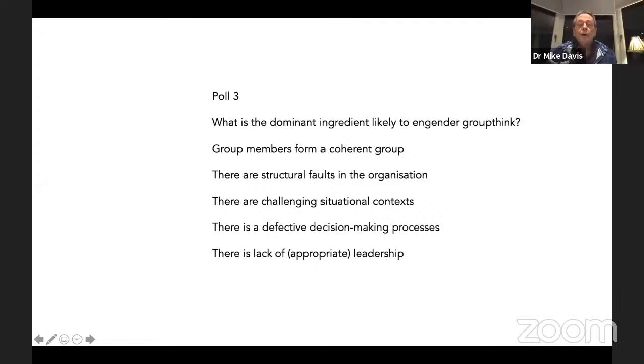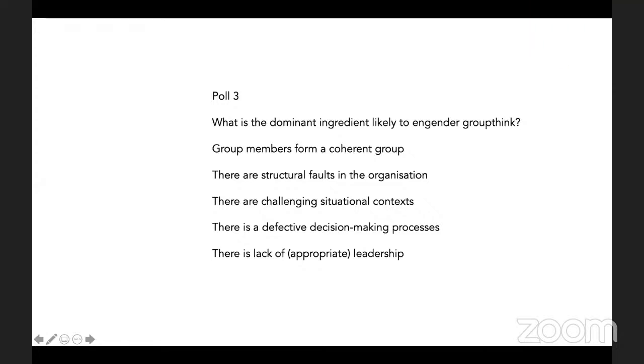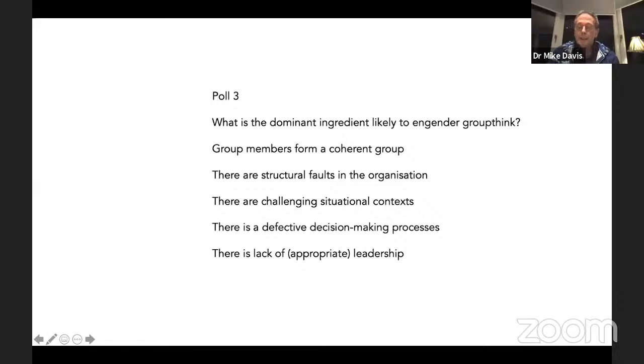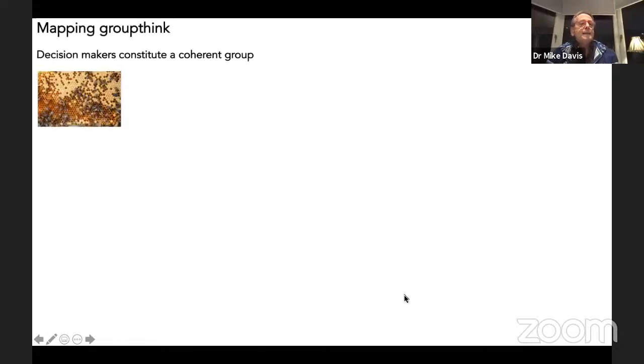Okay, so the favorite that you've got here is the defective decision-making process. And I think that possibly does qualify as one of the more appropriate things that accounts for the challenge. But surprisingly, the first thing that invariably is talked about as creating a situation that could potentially engender groupthink is somewhat unexpected, I think. And that is that the decision makers, i.e. members of the group, constitute a coherent group.